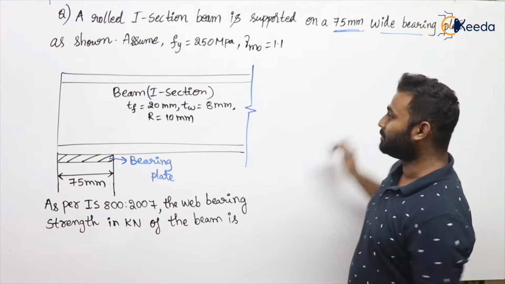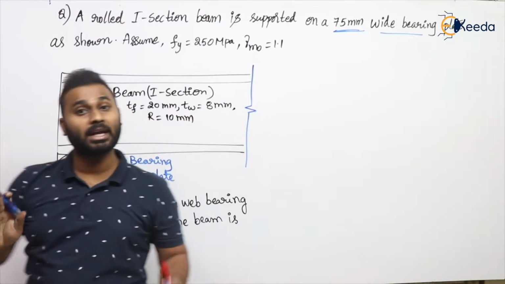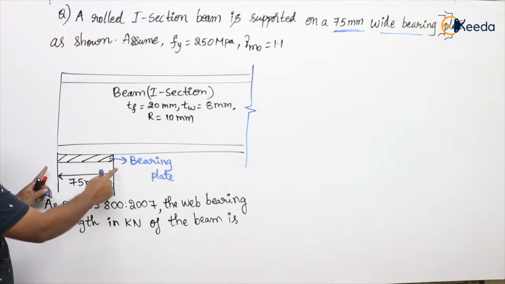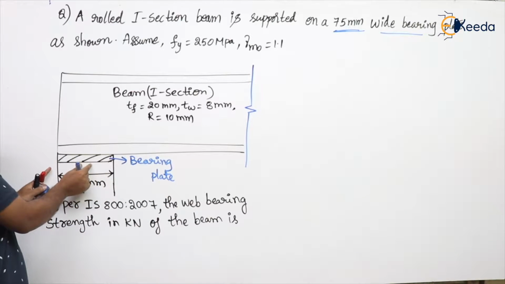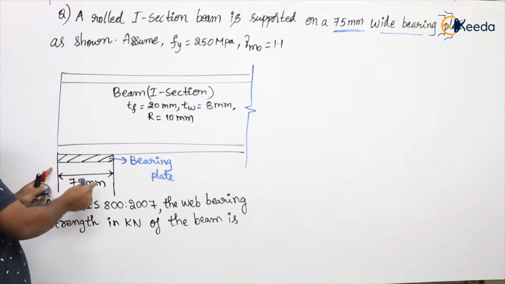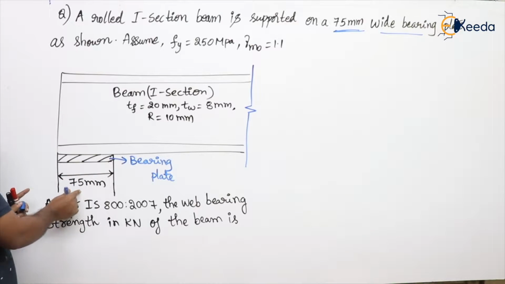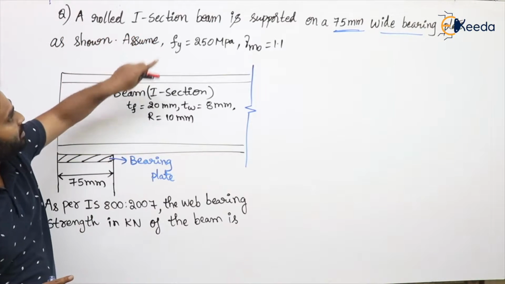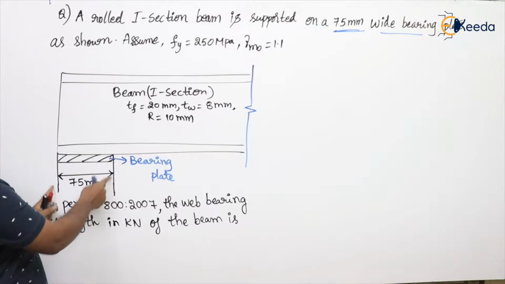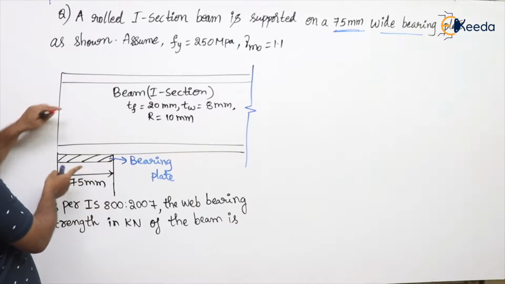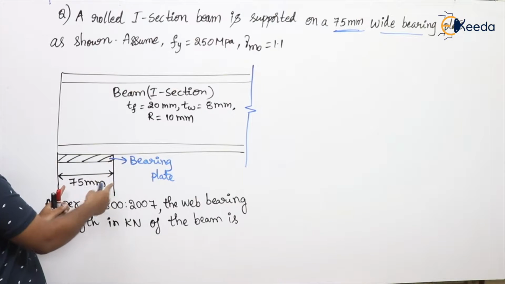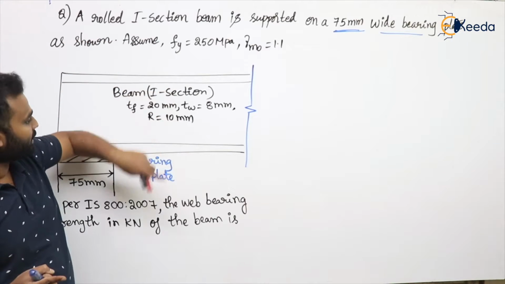wide bearing plate. We know that for supporting any beam we require supports. That support is nothing but a column. The width of the bearing plate placed on the column is 75 mm, as shown. So the rolled I section beam is supported on the column, and in between the beam and column there exists a bearing plate. Most of the time its width is equal to the width of the column, which is 75 mm, and other information was given in the diagram itself.